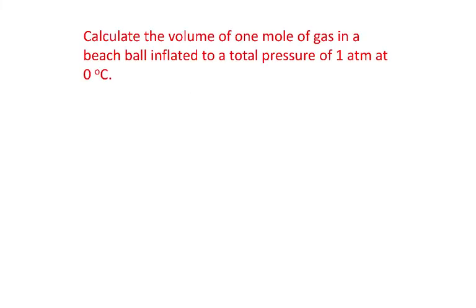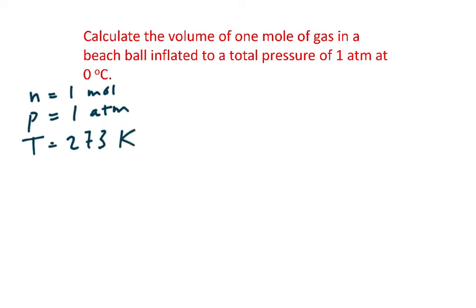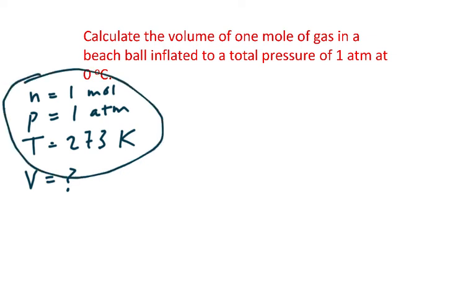Let's calculate the volume of 1 mole of gas in a beach ball inflated to a total pressure of 1 atmosphere at 0 degrees Celsius. All right, so we have 1 mole, pressure is 1 atmosphere, temperature is 273 K. We're solving for volume. Okay, so we have 3 values here and 1 unknown.